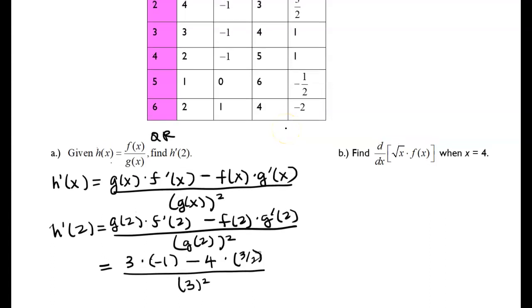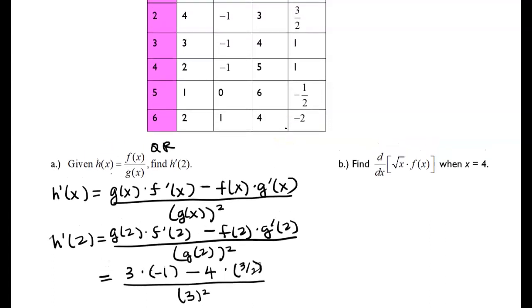Okay, so again, I just got those values from this table. Sorry, you can't actually see it in the video. So this was my f prime, g prime. Now, I can simplify that a little bit. I have negative 3 minus 6 all over 9, which is negative 9 over 9, which is negative 1. Again, on a free response problem, I could leave it right there, but you might want to simplify it.